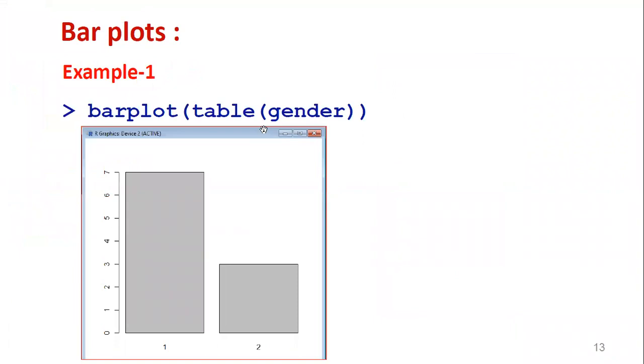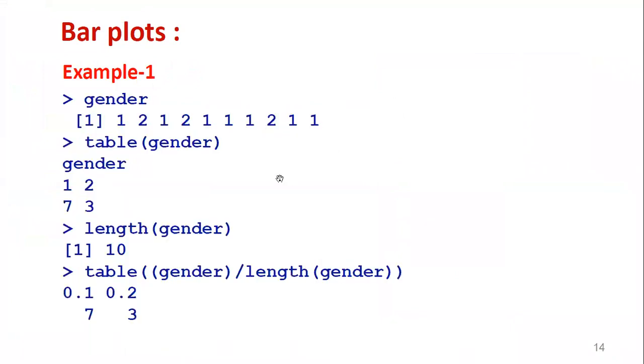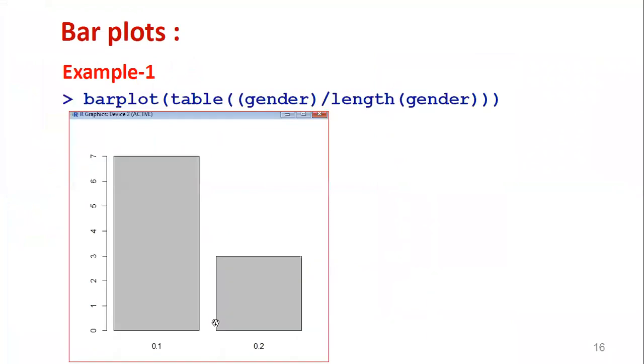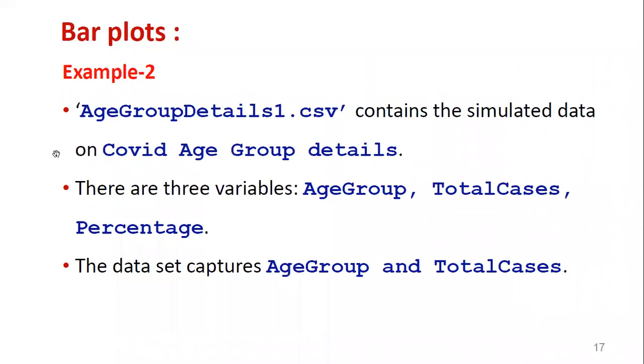This is the bar plot for default. Then we have seen the bar plots using absolute frequency and relative frequency. This is the bar plot for table of gender by length of gender. This is another example. Then coming to our second example.